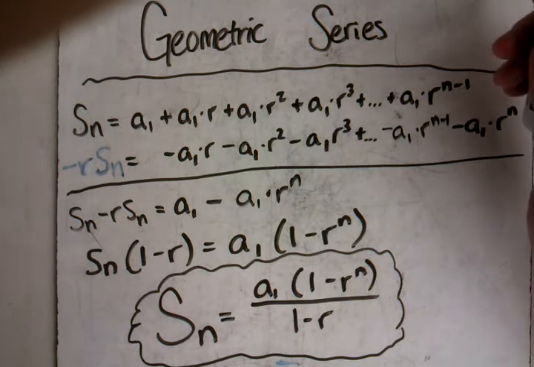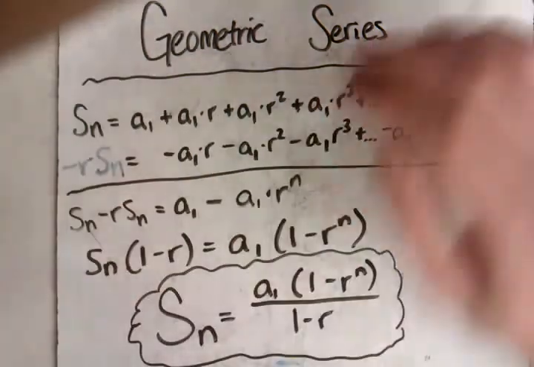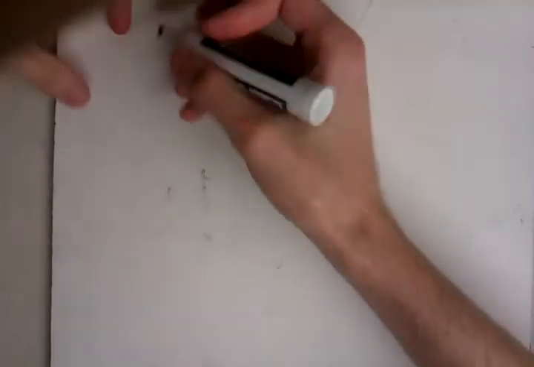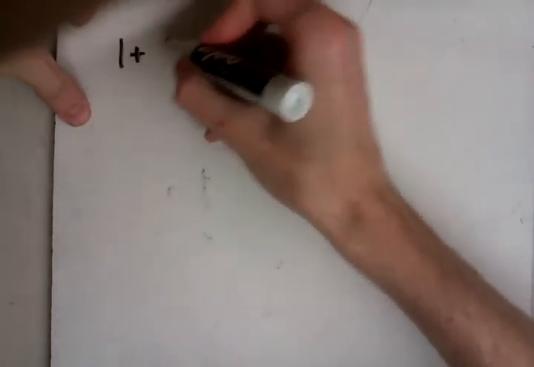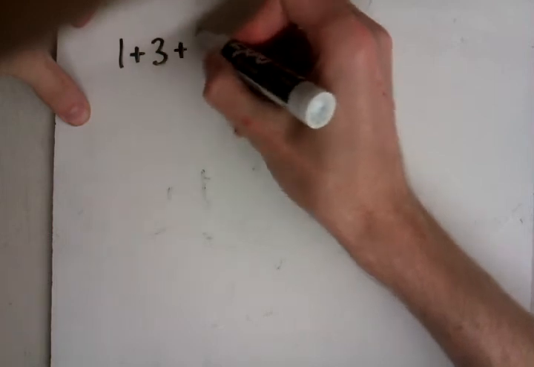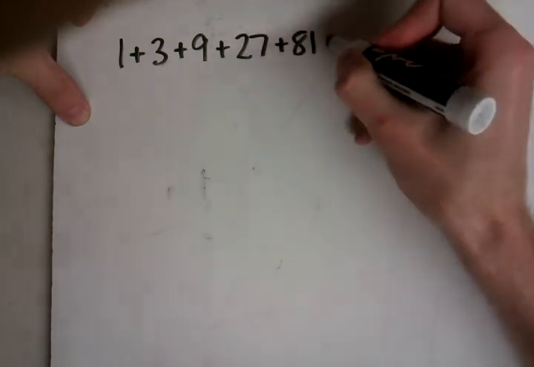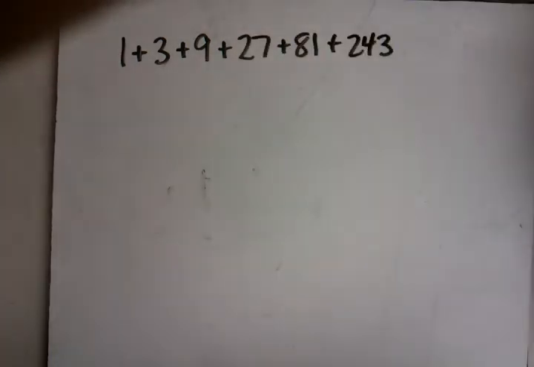Turns out something kind of cool happens because there are a couple of different kinds of series that you can look at. For example, one type you might see would be the one that stops. For example, maybe our series looks like this: 1 plus 3 plus 9 plus 27 plus 81 plus 243. And it stops there.